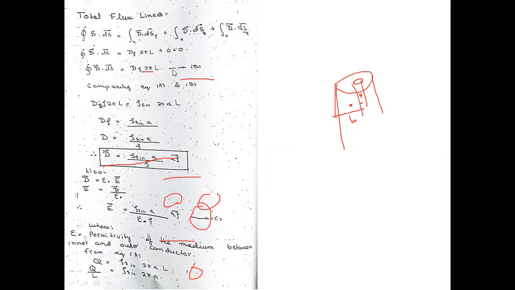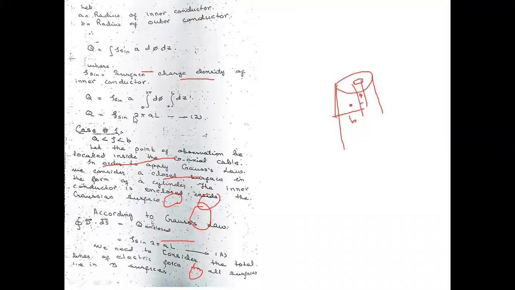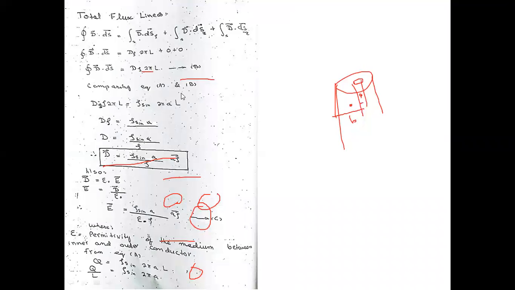Okay, now adding, we will get D rho 2 pi L. Now comparing equation number A and equation number B, we will get D rho 2 pi L is equal to rho S for the inner conductor, 2 pi A L. So the 2 pi will be cancelled out, and L will be cancelled out with L. So we will get D is equal to rho S in A divided by rho, in the direction of arrow.